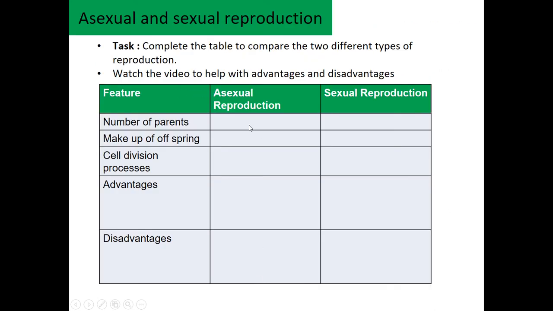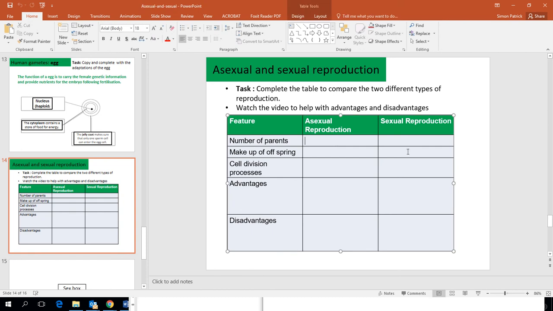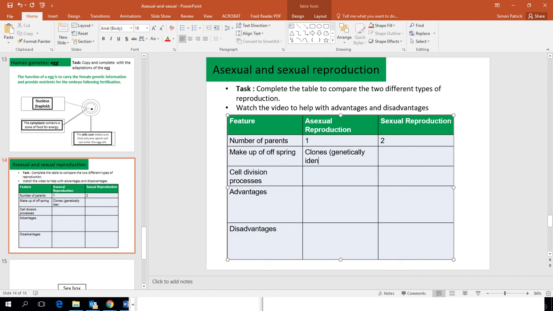So here we have a table which you need to fill in. Asexual reproduction, we'll have one parent. Sexual reproduction has two parents. Asexual reproduction are clones, so they're genetically identical. Sexual reproduction, they have a mixture of the male and female genes. Asexual reproduction is always mitosis. To produce the gametes we have meiosis.